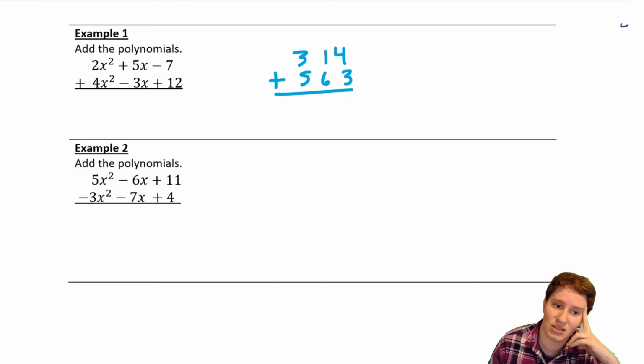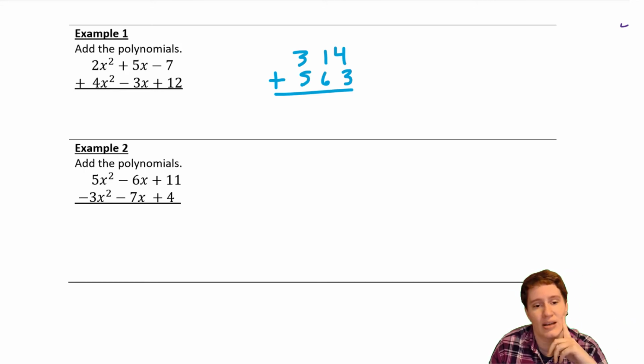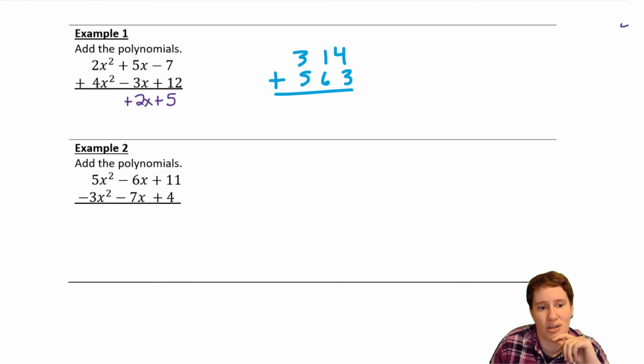So you could actually write things down from left to right or from right to left, depending on your preference. So for instance, I could do -7 plus 12, and that would be a +5. So I'm going to write +5. And that's a little different than what we do with addition, right? Because we don't normally write the plus there. But we're going to need to do that to show whether we're adding or subtracting these things together. 5x plus a -3x, or 5x minus 3x, would be 2x. And then 2x squared plus 4x squared would be 6x squared.